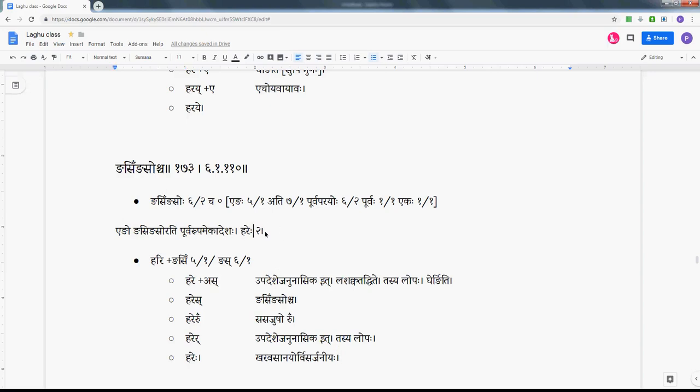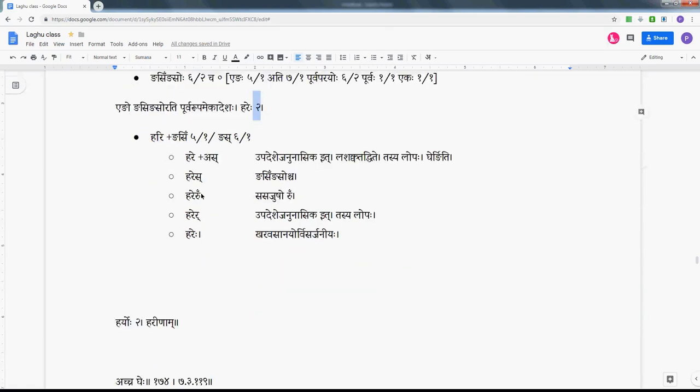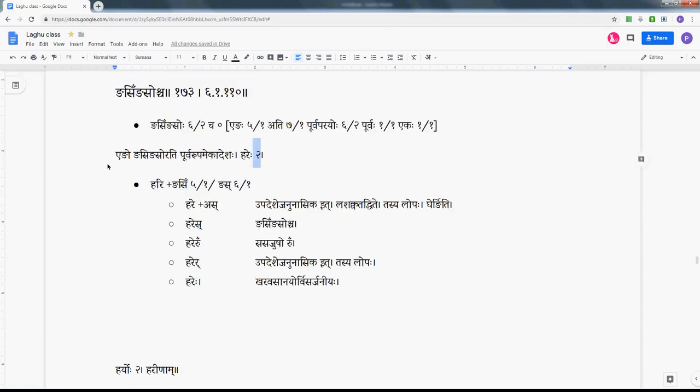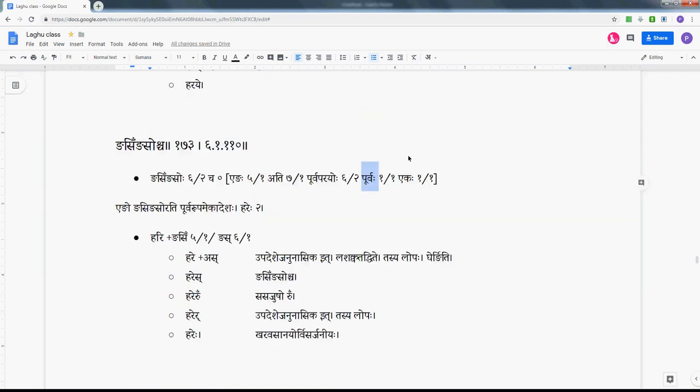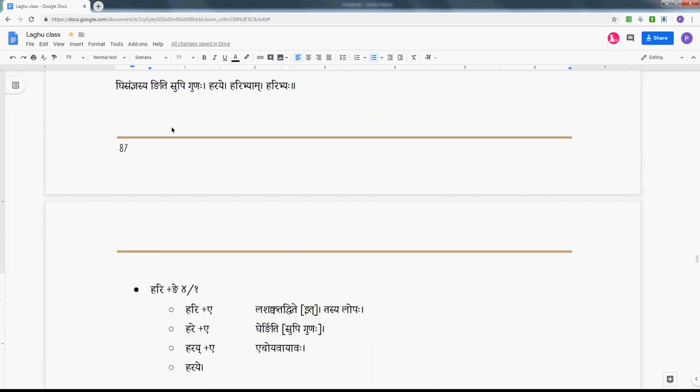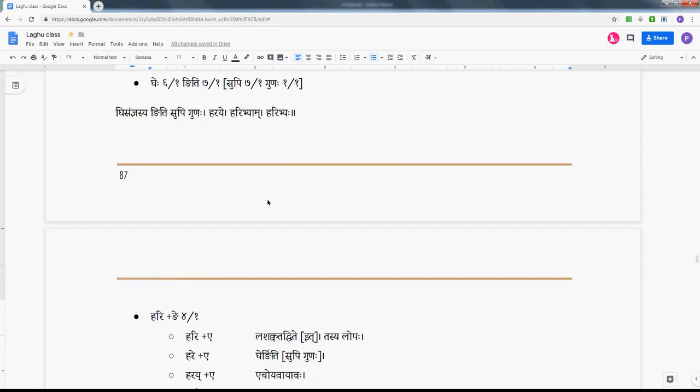Therefore, I think that's the reason he has written two here. I don't know whether it is there in all books, but two is there here. So I didn't read the vritti. Vritti: Engaha Nyasi Nyasoho ati purva rupam ekadesha. Purva rupam ekadesha, this is what we got from the sutra patha anuvritti anyway. Did I read the earlier vritti here? Yeah. Supi gunaha. Okay.